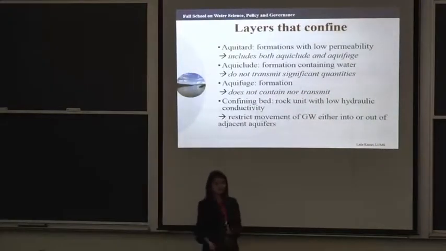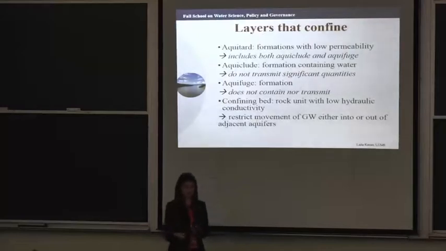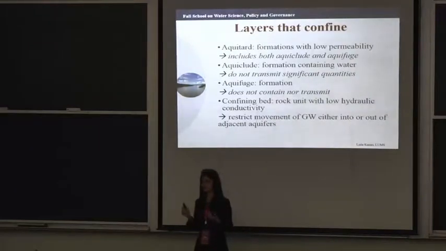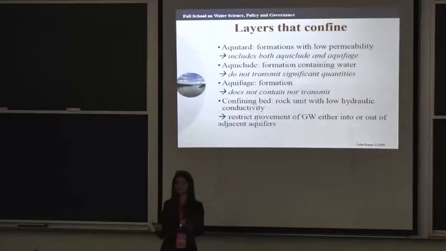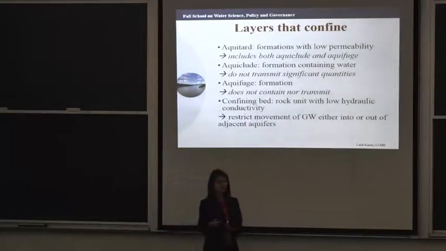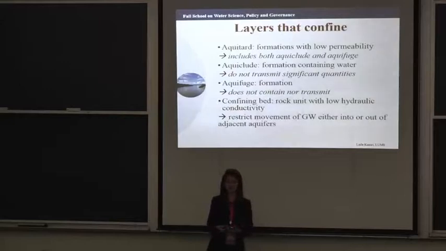So a lot of people confuse aquitard, aquiclude, and aquifuge. They're similar. They're all layers that confine. An aquitard is a general term that you use. It's a formation with low permeability. Again, the definition of permeability is the ability to transmit water. So aquicludes and aquifuges are forms of aquitards.